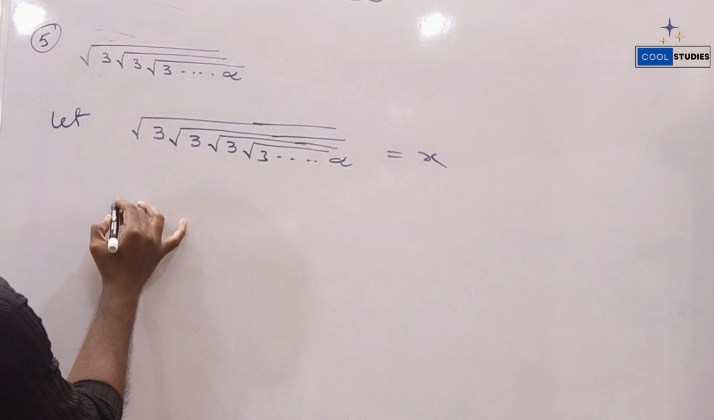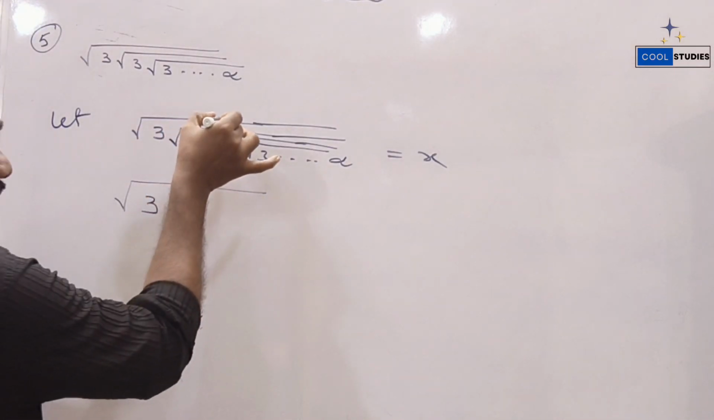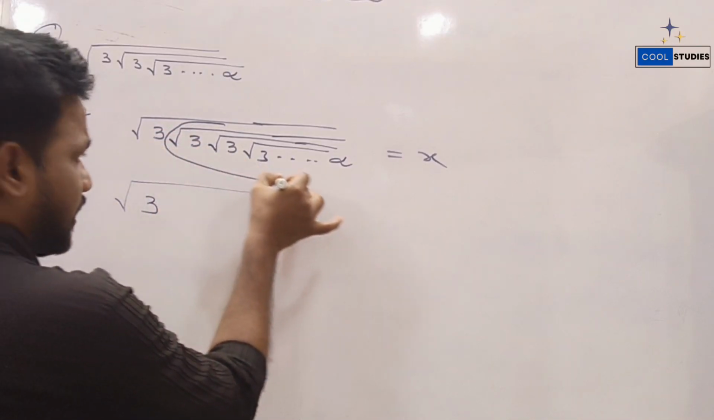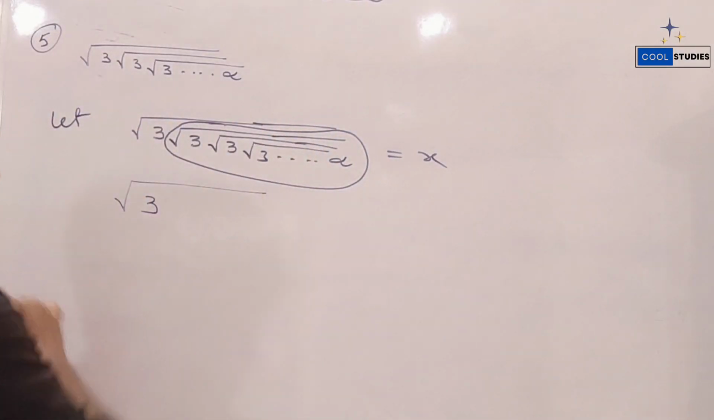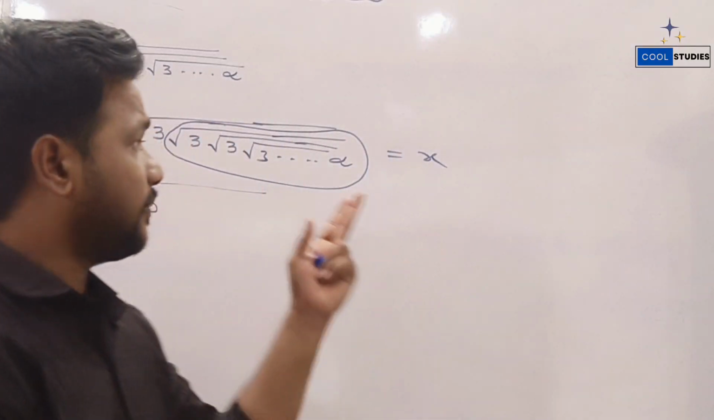Now in the next step I am writing root 3 root 3. Now tell me, in this place what can we write? What can we write down here? Because the values are up to infinity.